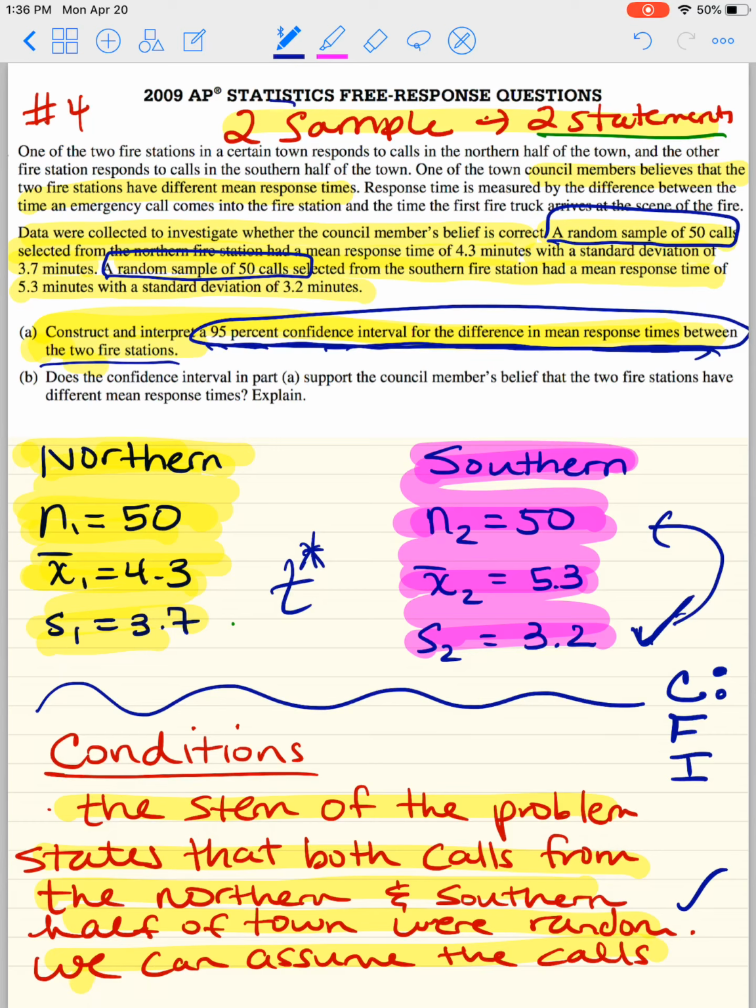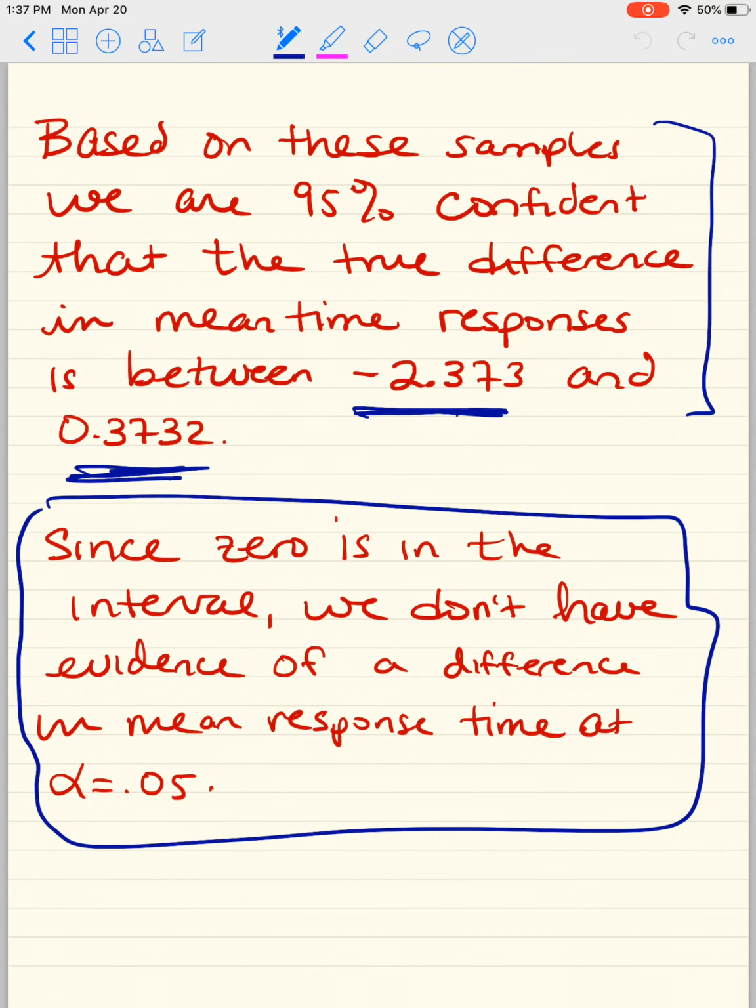Now, I wrote up here 2 samples means 2 statements. Typically, they ask them in 2 separate questions. So it says, does the confidence interval in part A support the council members' belief that the 2 fire stations have different mean response times? Well, this has a negative, this has a positive. So we know that a number that's between a negative and a positive is 0. So since 0 is in the interval, we don't have evidence of a difference in mean response time at the alpha equals 0.05. In other words, sometimes one of them gets there faster, sometimes the other one gets there faster, and so on. Had these both been positive or both been negative, then we do support the council's belief. But because 0's in the interval, we don't support his belief.